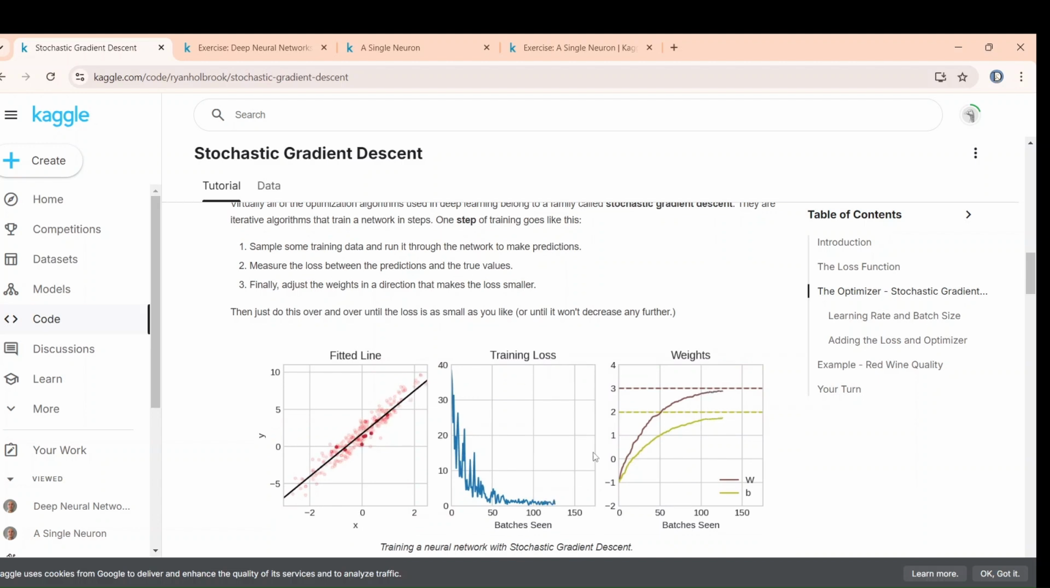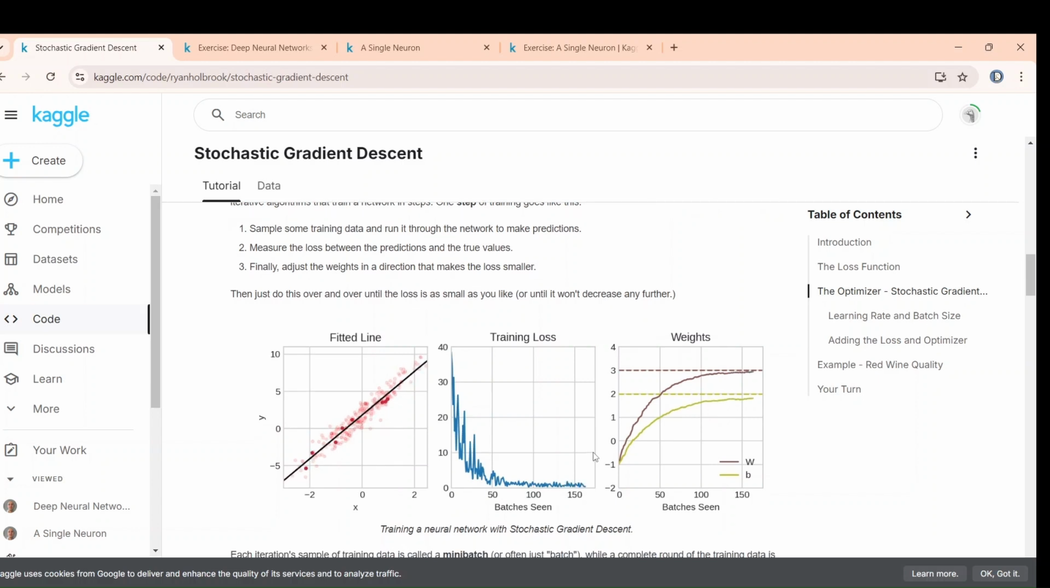So you get my point. First, you take some training data. You make the predictions. Then you calculate the loss, and then you adjust the weights. W1, W2, W3, we have studied before. You adjust the weights so that the calculated loss becomes smaller. Okay, then just do this over and over until the loss is as small as you like. It will not be zero, but our job is to make it near zero. As much as possible, we will try to make it small.